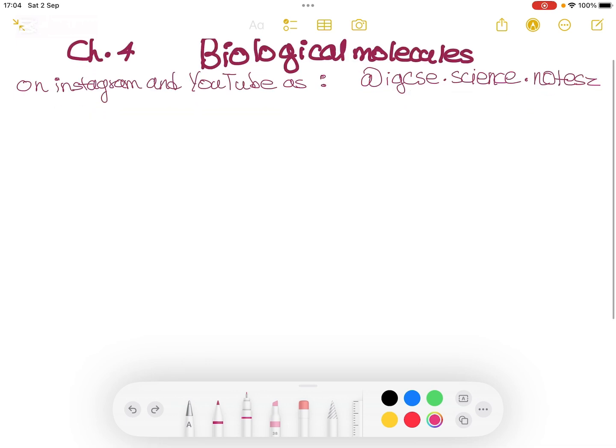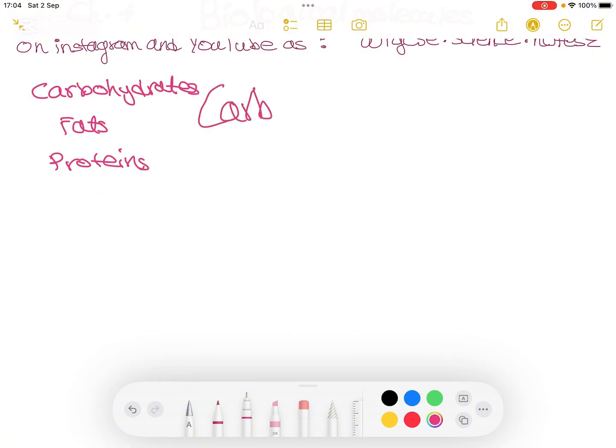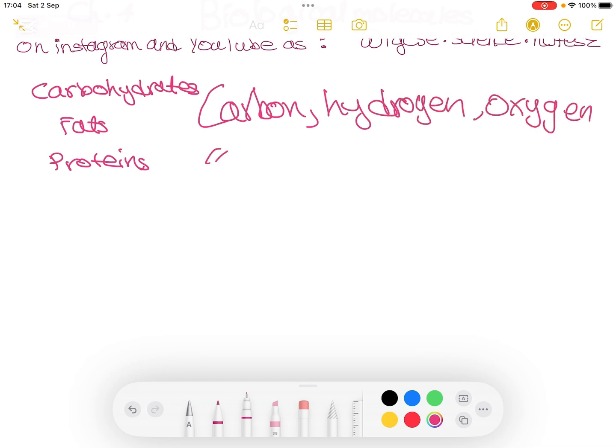So basically, let's start with listing the chemical elements that make up the carbohydrates, the fats, and the proteins. Carbohydrates and fats have the same exact elements, which are carbon, hydrogen, and oxygen, while proteins have carbon, hydrogen, and oxygen, and they also have nitrogen.